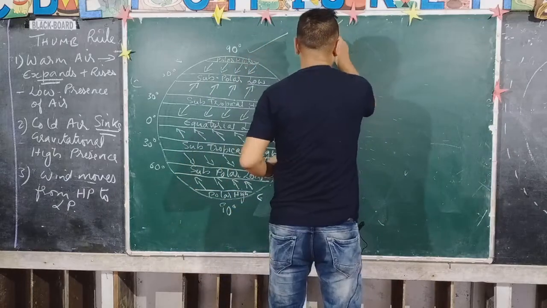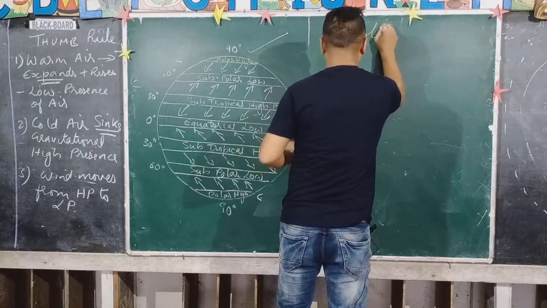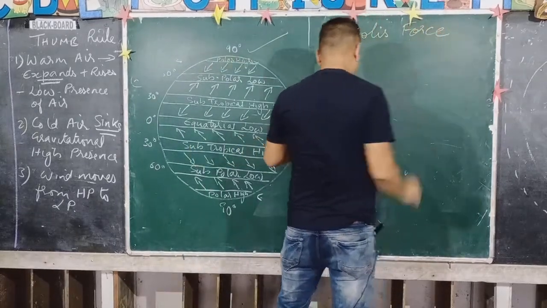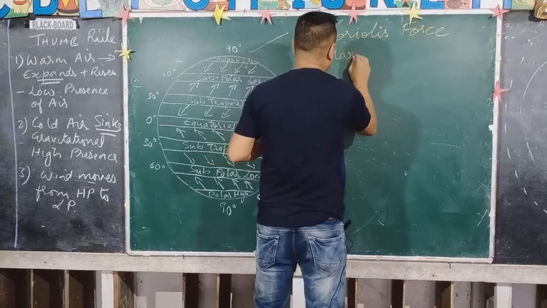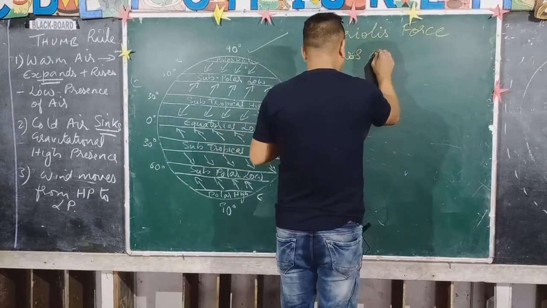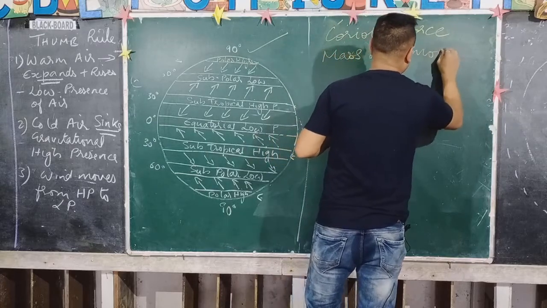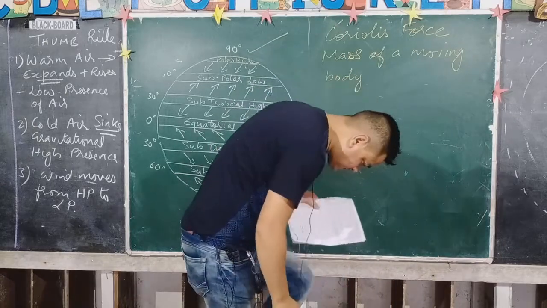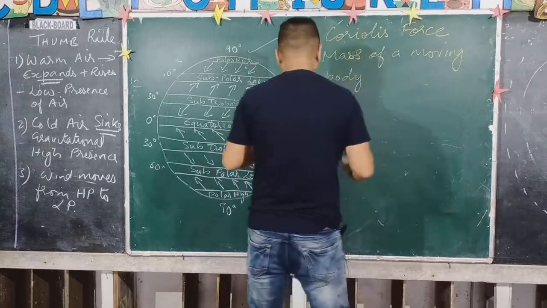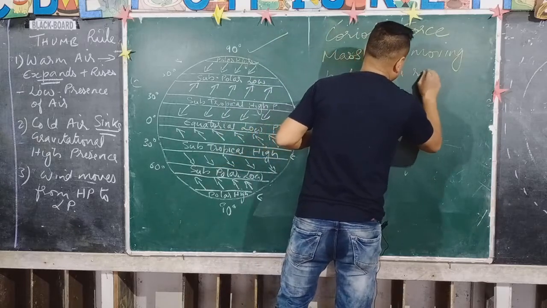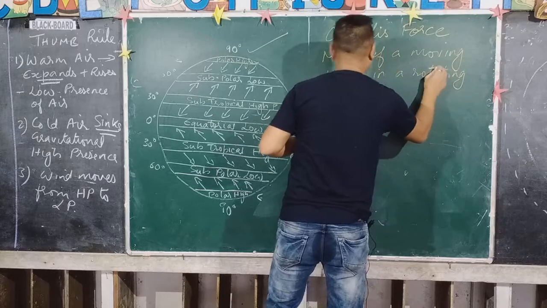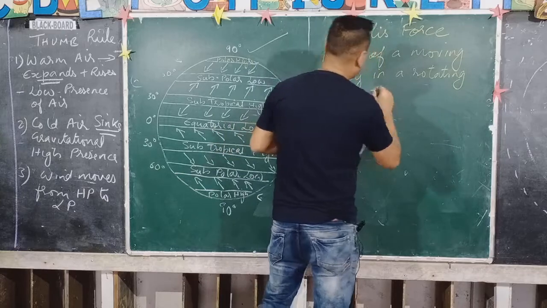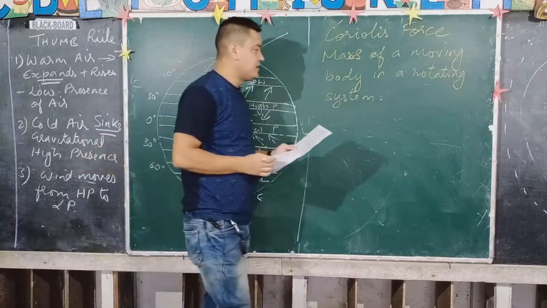So what is Coriolis force? C-O-R-I-O-L-I-S. Coriolis force. Now, Coriolis force is defined as the mass of a moving body in a rotating system. So, what is the definition of Coriolis force? Mass of a moving body in a rotating system.